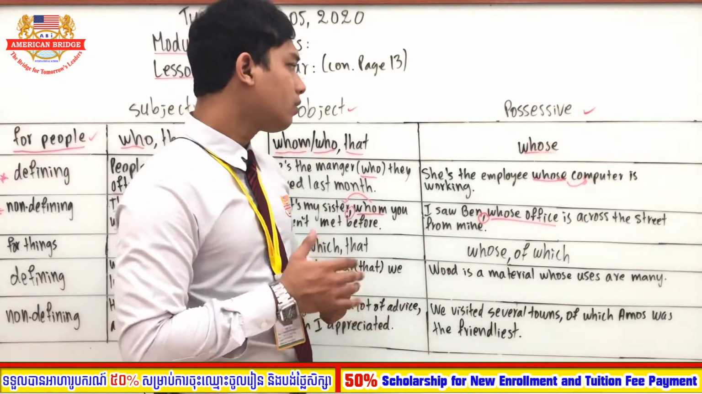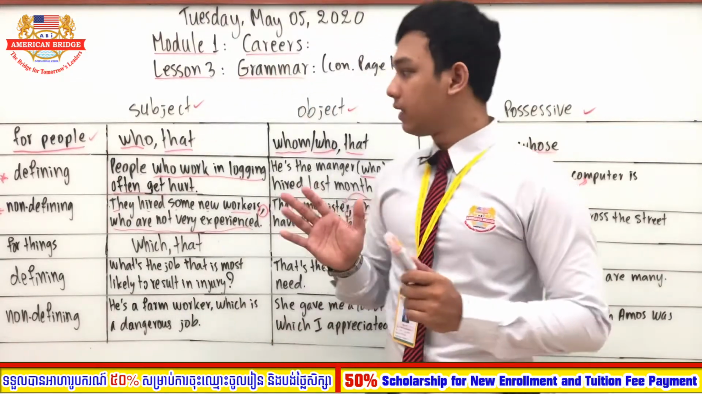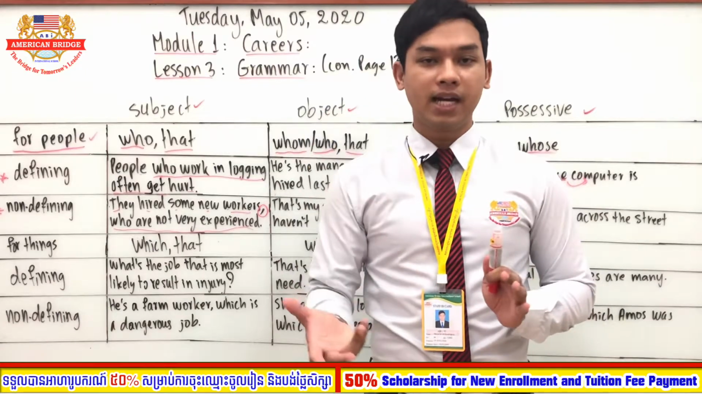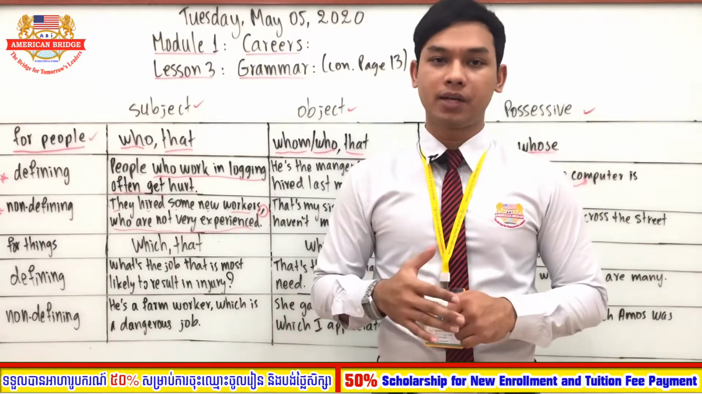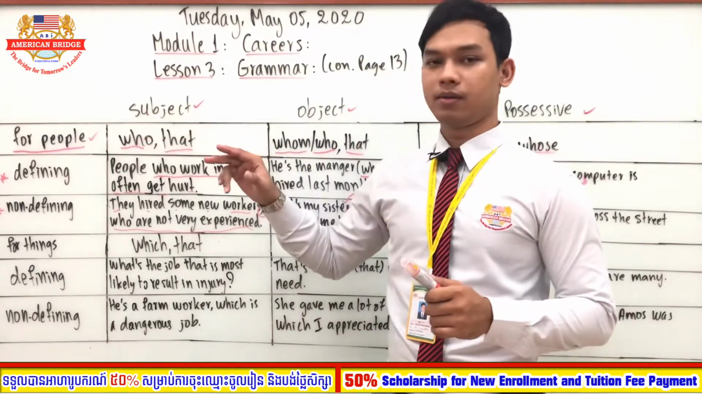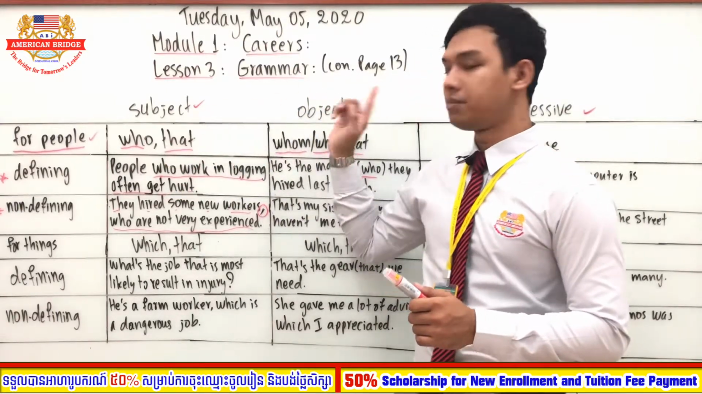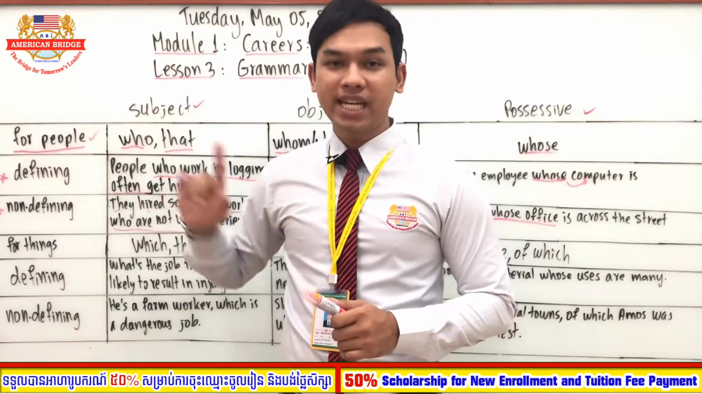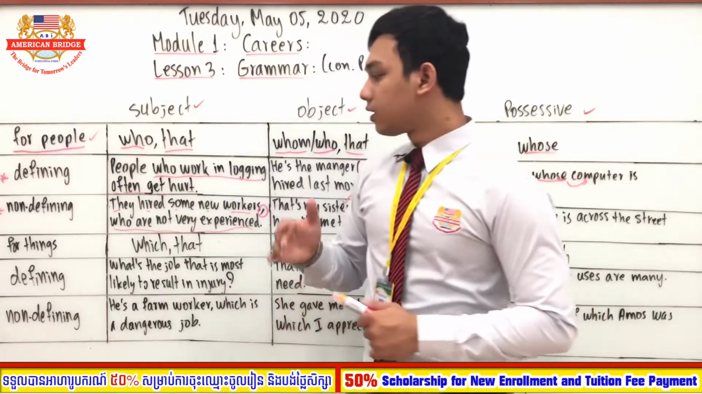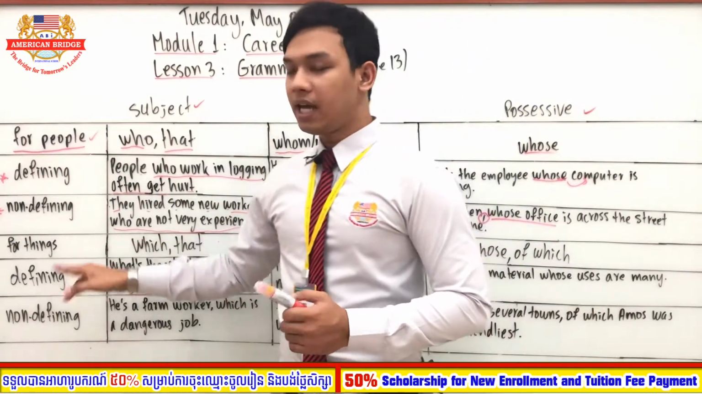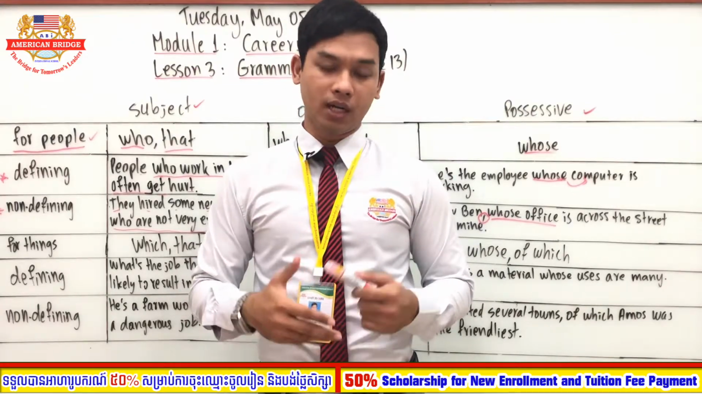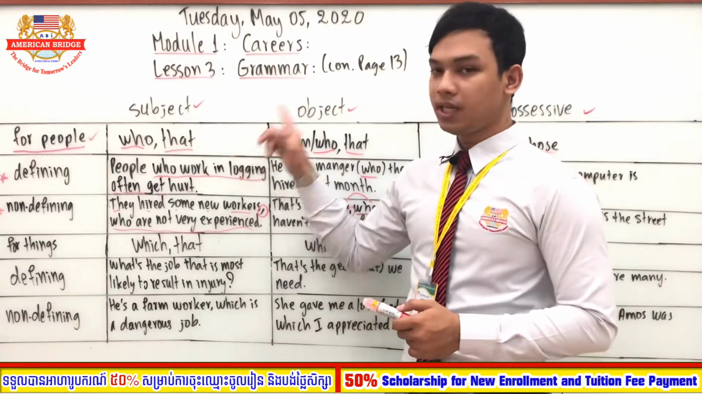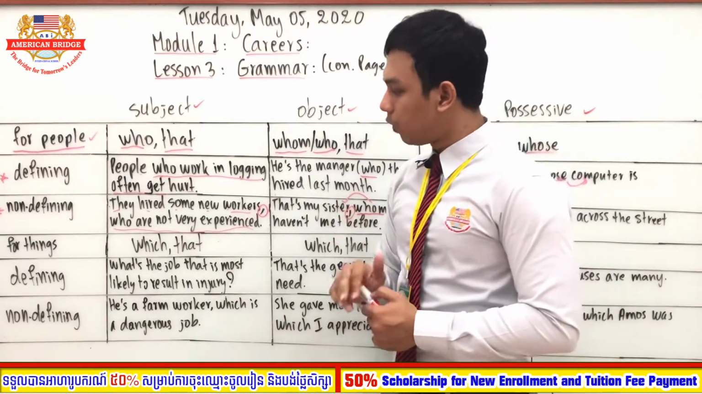Okay, so these are the defining relative clauses and non-defining relative clauses for people. For people, we have subject, object, and possessive. Now let's see things altogether. For things, we still have the defining and non-defining relative clauses, and we also have the subject, object, and possessive. So let's see them one by one.